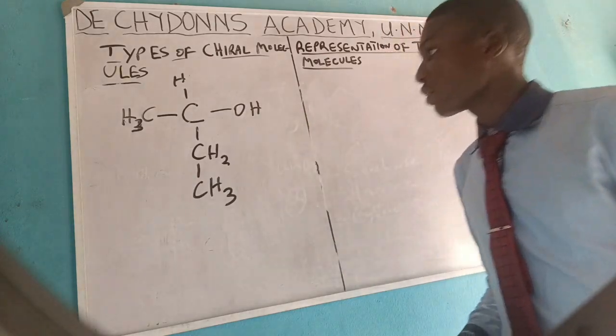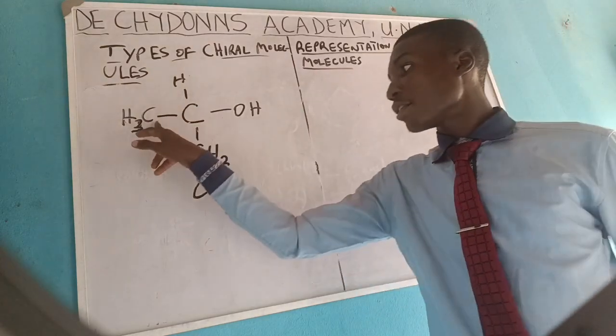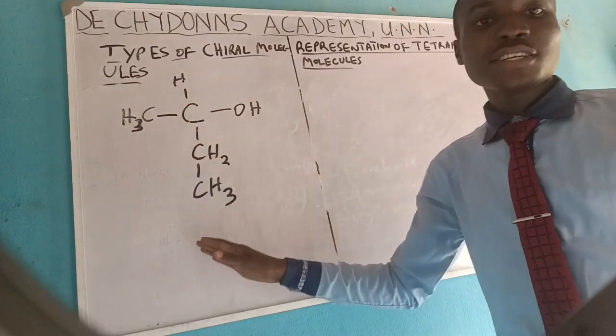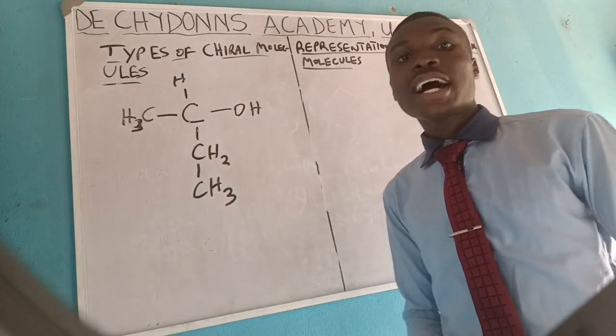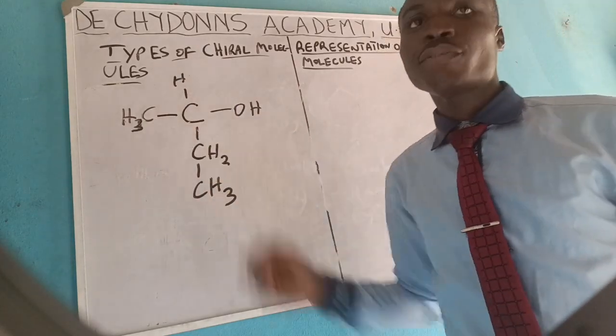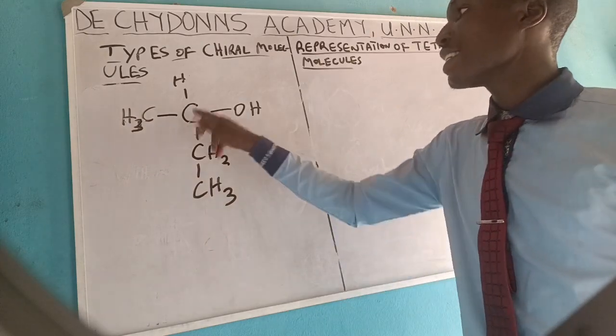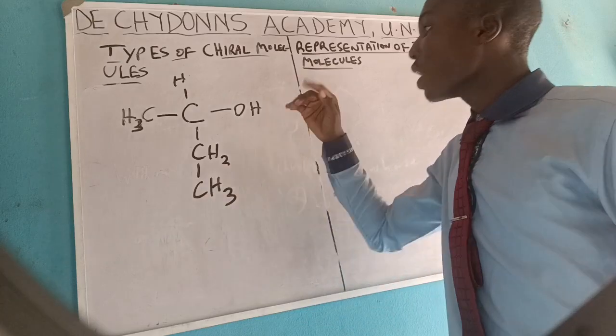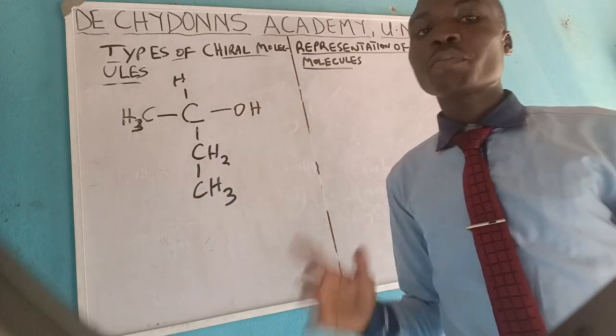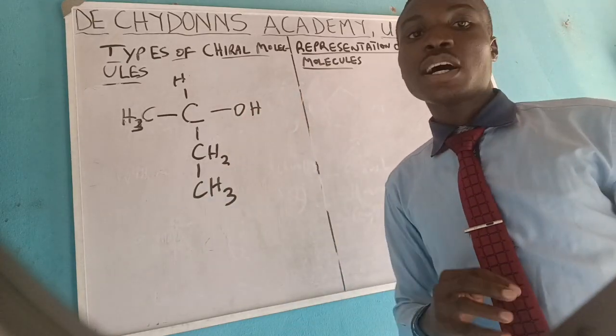So if you look at this particular structure, what we have here is a methyl group, what we have here is an ethyl group, and what we have here is a hydroxyl group, and what we have here is our hydrogen. These are four different compounds. Automatically this is a chiral center, and automatically this is a chiral compound because the mirror image of this is not superimposable on this particular structure.